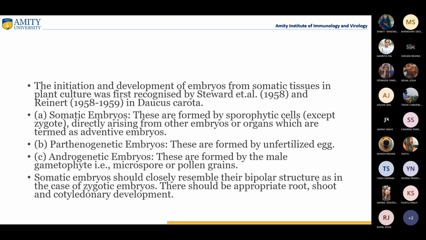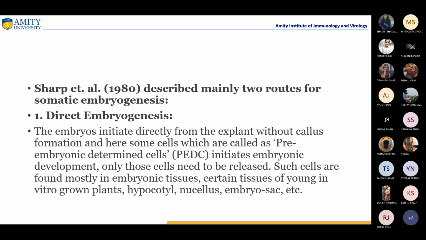Then we have androgenetic embryos. These, as the name suggests, are formed by the male gametophyte, such as a microspore or pollen grains. So somatic embryos should closely resemble the bipolar structure of zygotic embryos. They should have appropriate root, shoot, and cotyledonary development, as this happens in a normal zygote also. So from this also, the same process takes place, right?